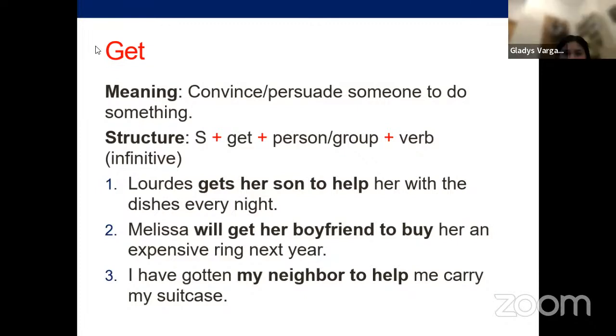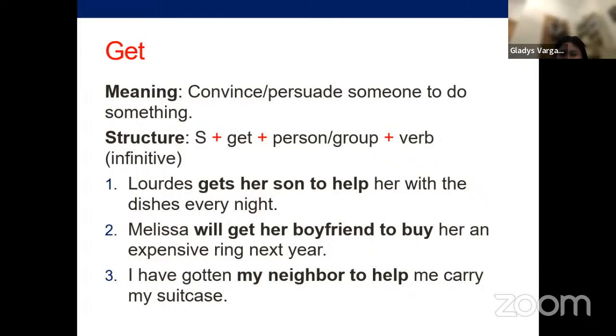It said get, meaning convince, persuade someone to do something. The structure: subject, get, person or group, verb in infinitive. Lourdes gets her son to help her with the dishes every night. Melissa will get her boyfriend to buy her an expensive ring next year. I have gotten my neighbor to help me carry my suitcase.